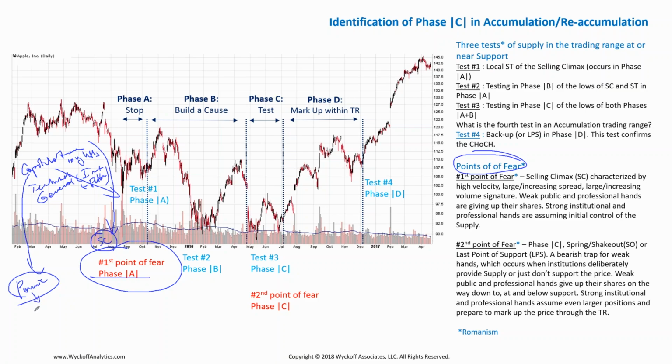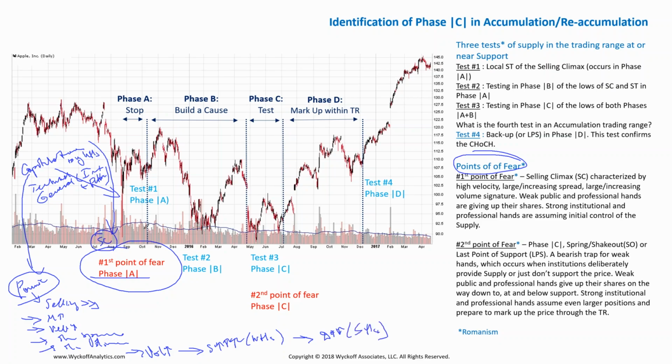So this type of activity is going to be associated with a lot of selling, and a lot of selling is going to produce technical characteristics such as an increase in the momentum, increase in the velocity, increase in the down spread, increase in the distance to the downside that we see, increase in the volume signature, and specifically an increase in the supply signature by weak hands, and an increase of the demand signature by strong hands. So that is the first point of fear.